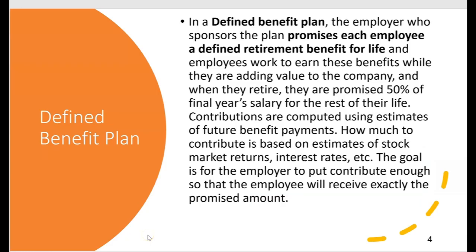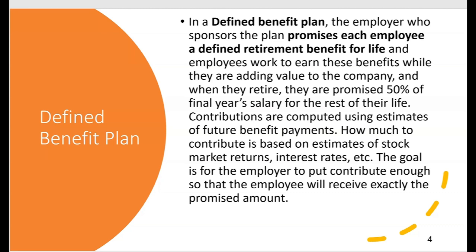First we'll start with what's a defined benefit plan, one of the two types of pension plans. A defined benefit plan, the employer who sponsors a defined benefit plan promises each employee a defined retirement benefit for life from the day they retire. And employees work to earn these benefits while they're adding value to the company, and when they retire, they're promised a certain benefit, maybe 50% of final year salary for the rest of their life. That may be the defined benefit.